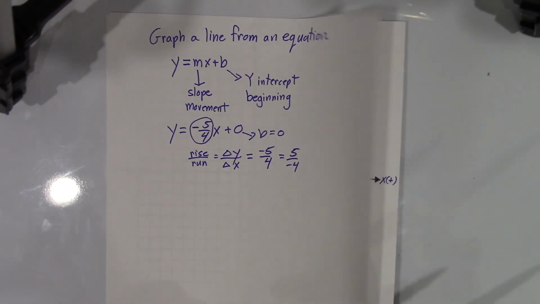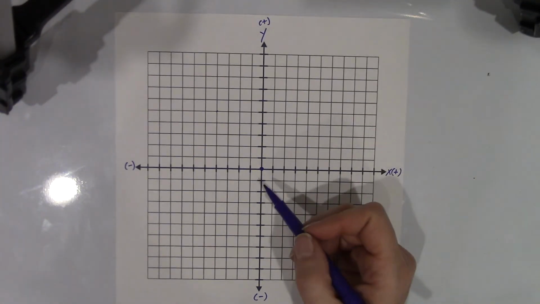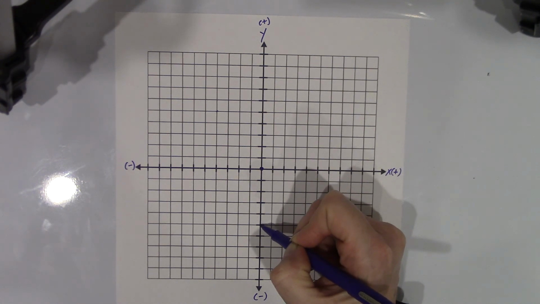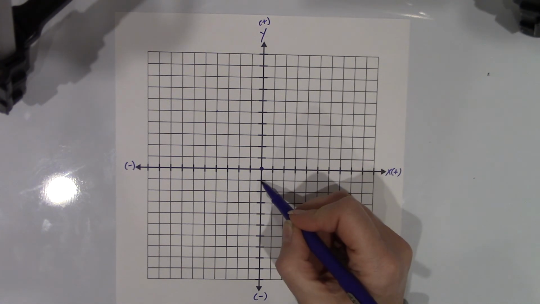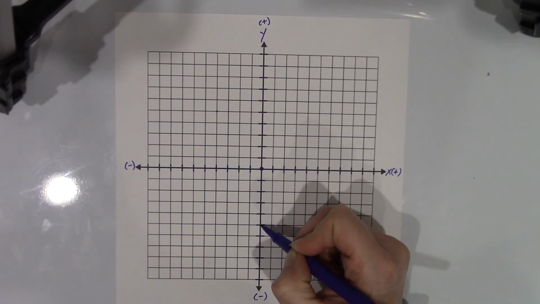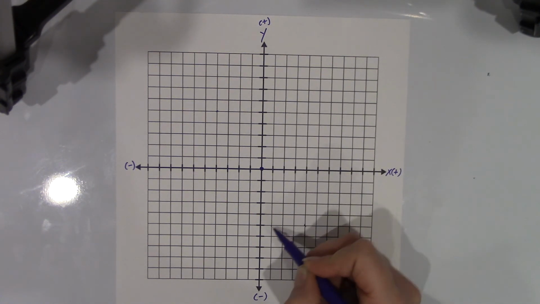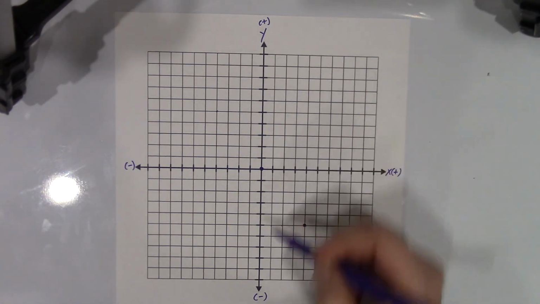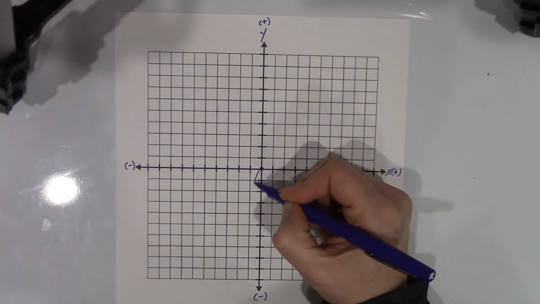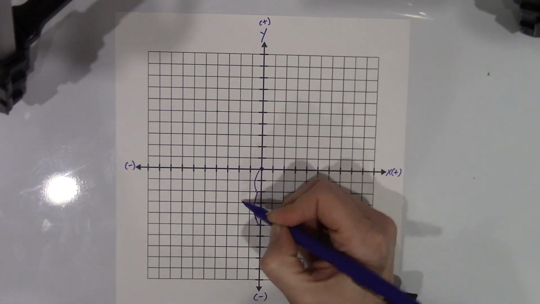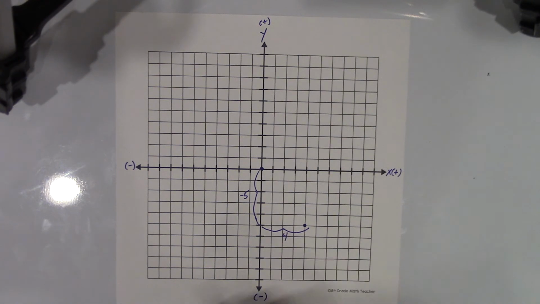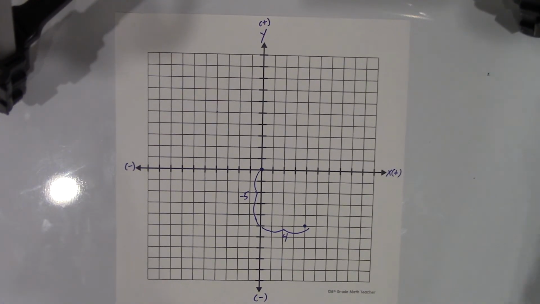That means I have a change in y of -5, so I count down 1, 2, 3, 4, 5, and then my change in x is +4. So I go 1, 2, 3, 4. I'm going to end up right here. So I had a change in y of -5 and a change in x of +4. All right, I have those 2 points.